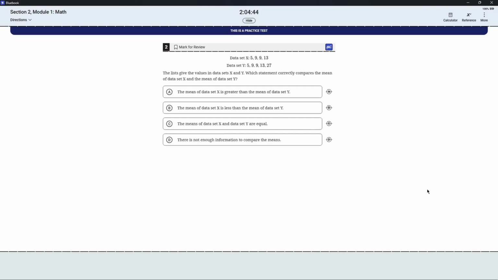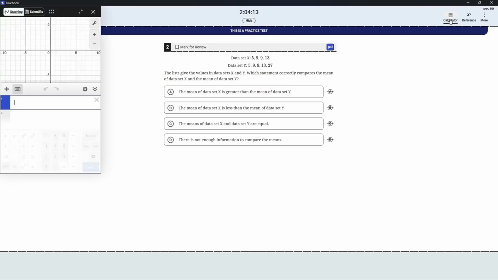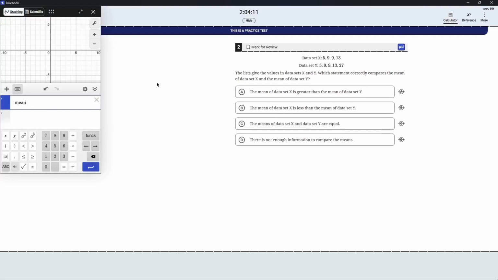All right, for question two, the lists give the values in datasets x and y. Which statement correctly compares the mean of dataset x and the mean of dataset y? So what you can do is you can use the calculator and just type mean and then type in both datasets.